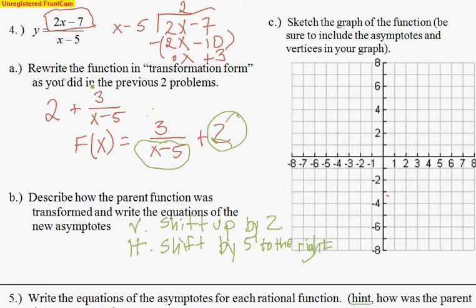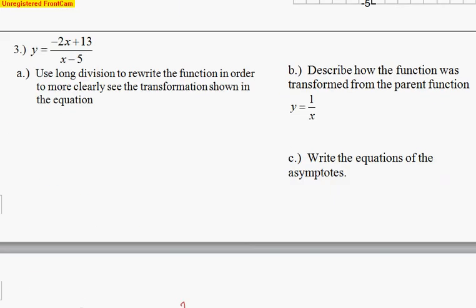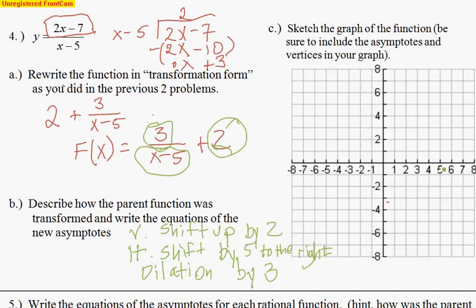Okay, and lastly, what's happening here? What is that 3 telling me? That 3 is telling me that I have a dilation or stretch by 3. All right? And now I need to write the equations of the new asymptotes. All right, typically, where would I see my asymptotes? My asymptotes would be the x and the y-axis.